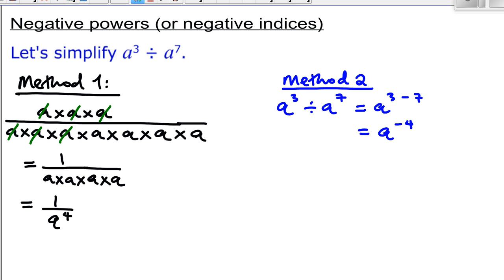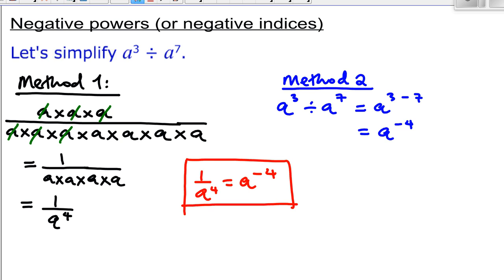Now this is interesting. We have one question but two answers. We have this answer and this answer meaning the same thing. If these two answers mean the same thing, because we came up with them from the same question, we can summarize and say that 1 over A to the power 4 is equal to A to the power negative 4. That's a very important result.